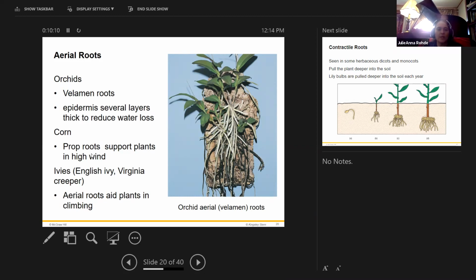Okay, they can lodge, and so these prop roots help prevent that from happening. And then we have ivies. And of course, the aerial roots on the ivy are going to help it climb. All of your vines that climb up walls and rocks usually have a little hook shape to them, and that's their purpose.